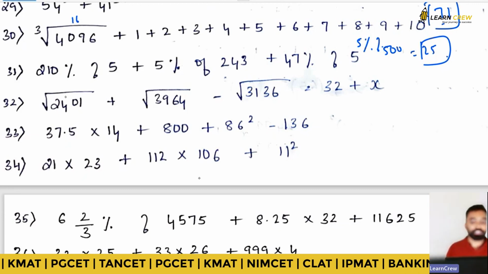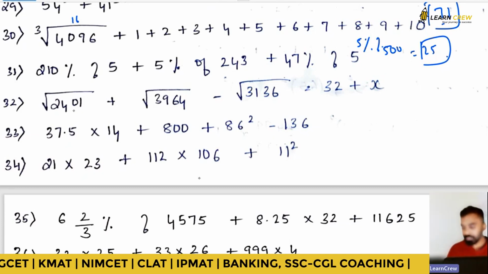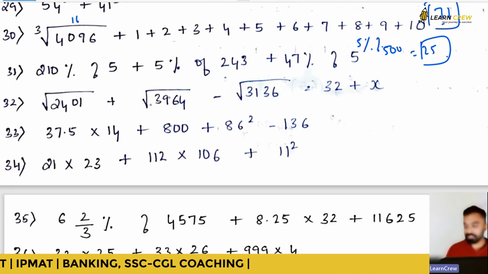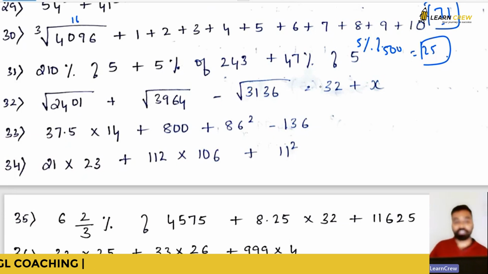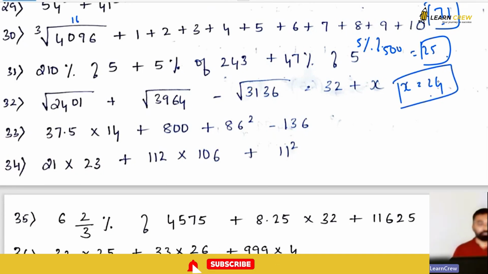Anyone? Okay, 2401 is nothing but 49. 49, 63 minus 56 equal to 32 plus x. That is going to be 112 minus 88 equal to x. X is equal to 24. All got this? Yes, the others? Okay, next one.